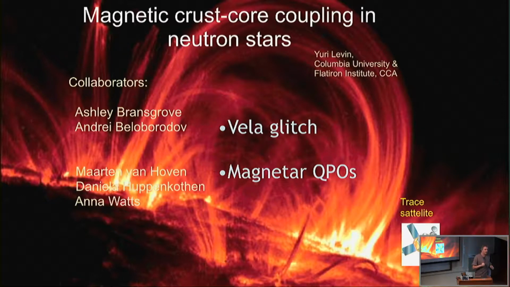And people who look at the sun, they look at pictures like this, and some of them want to understand what has to happen inside the star in order for the outside to have this beautiful corona-like structure. So this is what I will try to do today with neutron stars. I will try to make inferences about what we see outside of neutron stars, about the magnetic field structure inside the neutron stars. So, I should say that this work is done in quite intense collaboration with a PhD student at Columbia called Ashley Bransgrove and Andrei Beloborodov. This is about the Vela glitch. And then the work on magnetar QPOs was done in collaboration with Martin van Hoven, who was a PhD student of mine at Leiden, and also later with Daniela Huppenkothen and Anna Watts in Amsterdam.